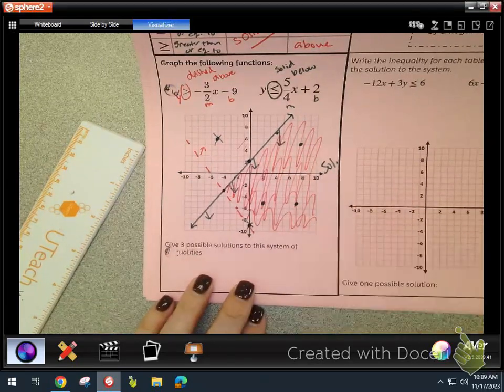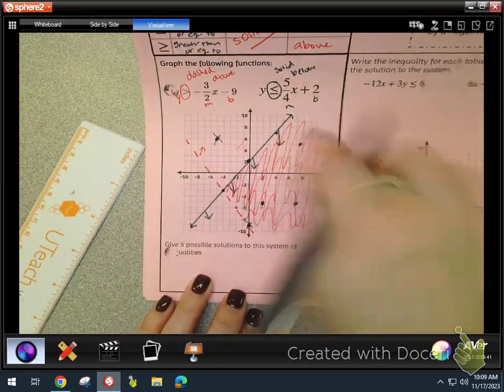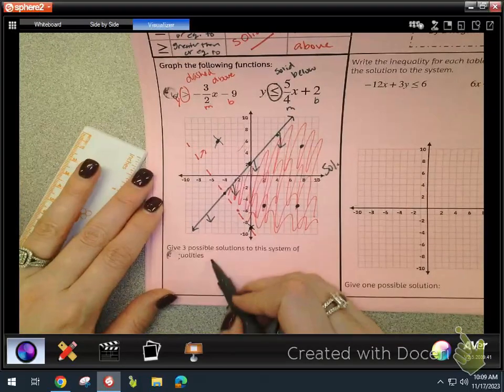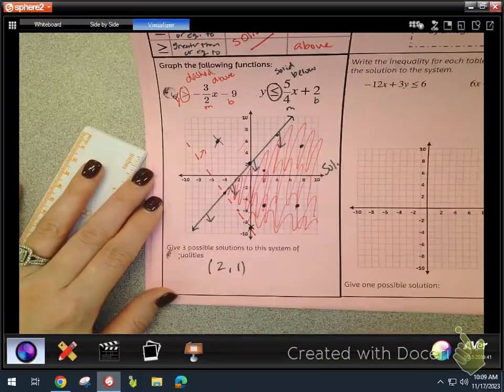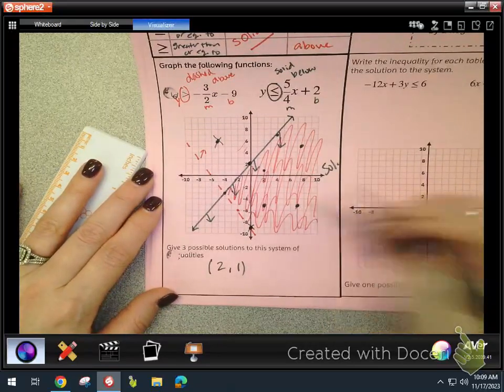That's a no. Okay? So write 3 points that are somewhere in the shade. I don't know. We'll do 2, 1. That one. That one. What's this one? 7, -5.